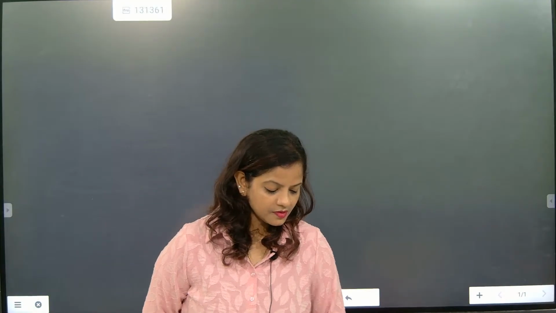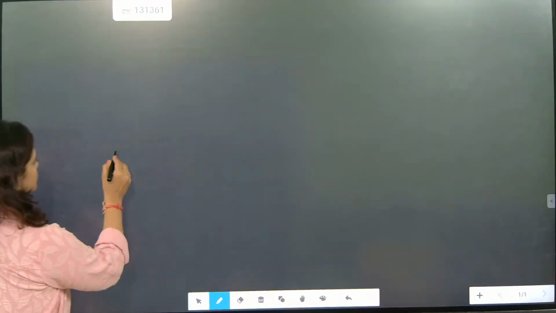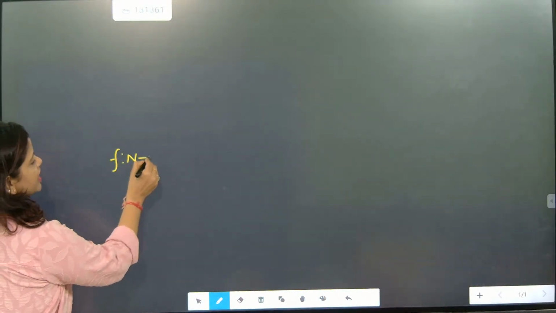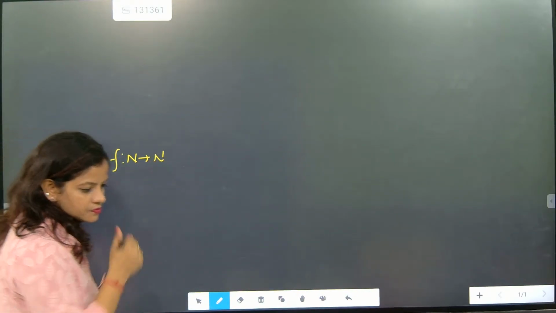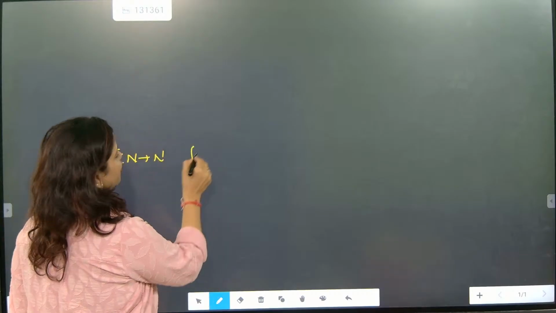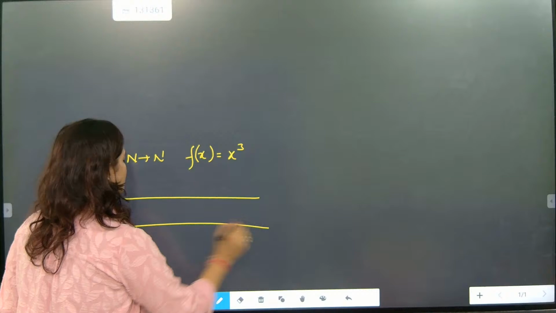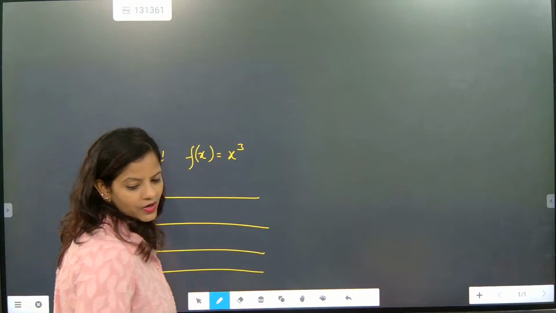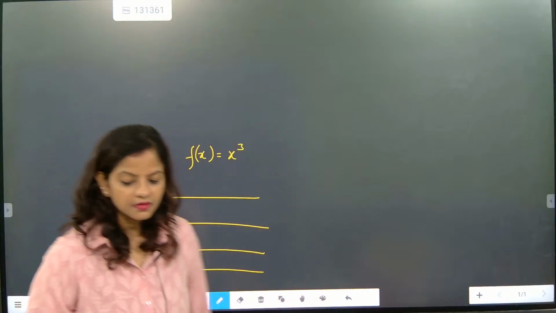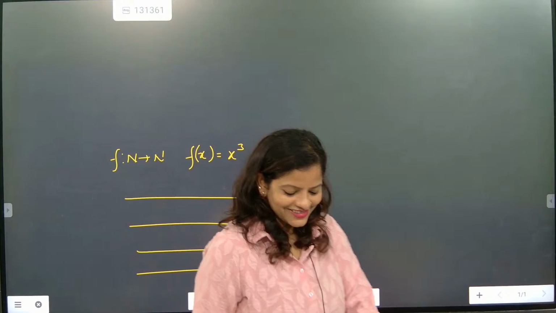Ready? Question is, f: N to N such that f of x is equal to x cube. It is what type of function? I will not give you any option. It is what type of function? I have given all options.